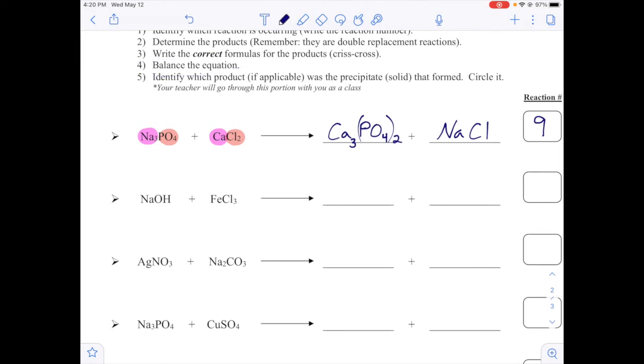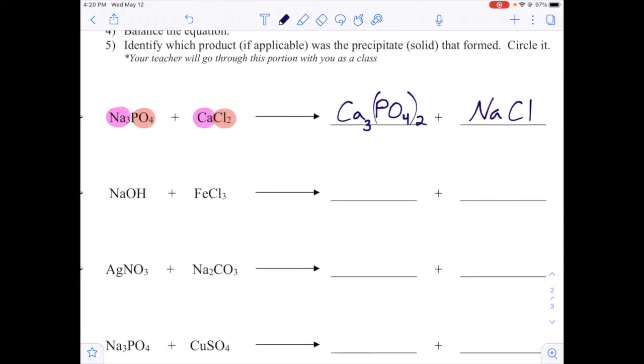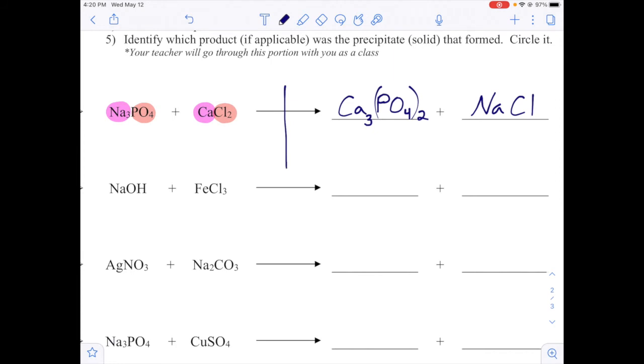Then we're going to balance the equation, and we should be able to do this by now. You make your chart down the middle if you need to. Your chart would be sodium, PO4, Ca, and Cl. And we would count them up. I've got 3 sodiums. I've got 1 phosphate. I've got 1 calcium. I've got 2 chlorines on the left side. I've got 1 sodium. I've got 2 phosphates. I've got 3 calciums. And I've got 1 chlorine on the right. And then you would go through the process of balancing it.